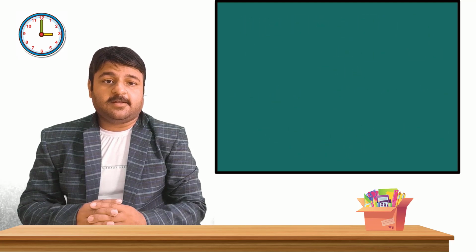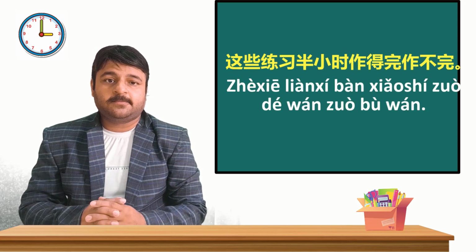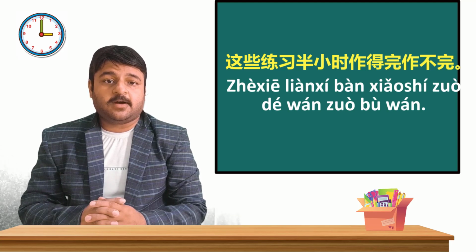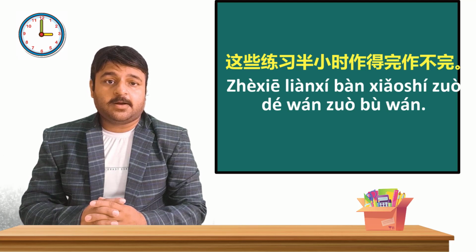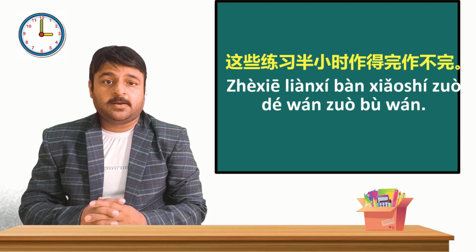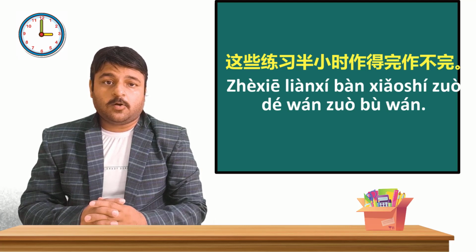Looking at the third sentence in the box, 这些练习, these exercises, 半个小时 half an hour, 做得完做不完. 做得完 and 做不完. This is affirmative-negative sentence formation. Can this exercise be completed in half an hour? Affirmative-negative, 做得完做不完. Can it be done or can it not be done? This is the affirmative-negative form of the same potential complement. Can this be done in half an hour? Can this exercise be completed in half an hour or not?